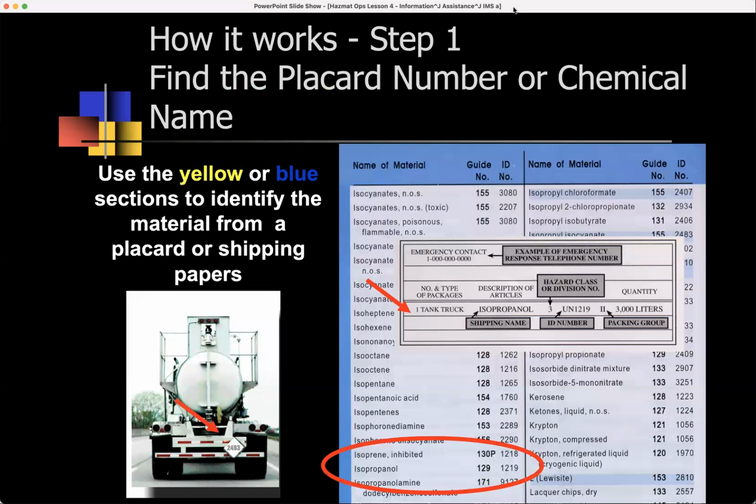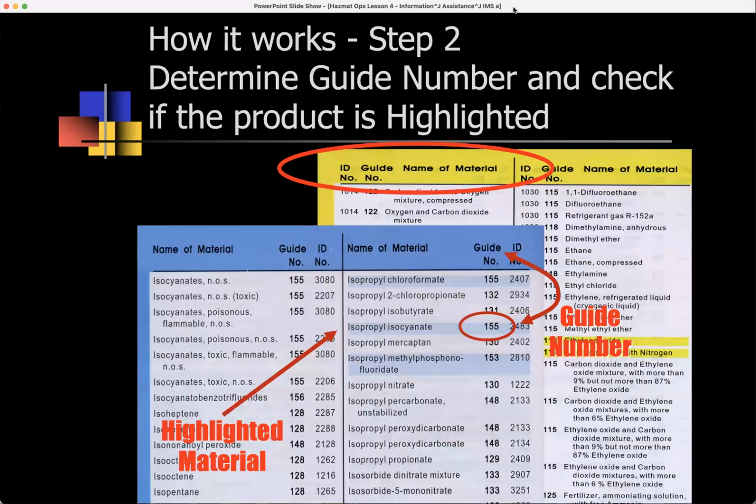So how it works, let's go through an example. Step 1, find the placard number or chemical name. We're going to use the yellow or blue sections to identify the material from a placard or shipping papers. So we've got isopropanol, UN ID of 1219, and the guide number is 129.